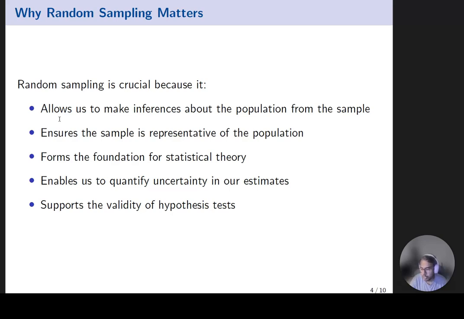Another key benefit of this method is that it allows us to quantify the uncertainty in our estimates. When we calculate statistics from a random sample, we can also determine how precise our estimates are likely to be. This gives us confidence intervals and margins of error that help us understand how to trust our findings.